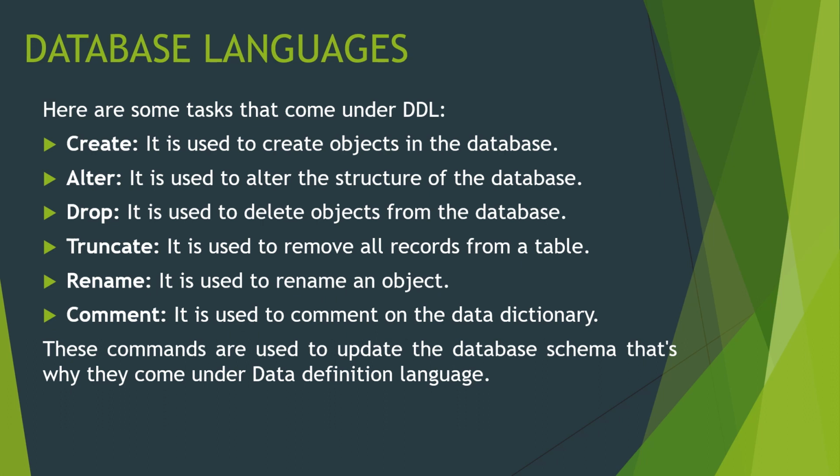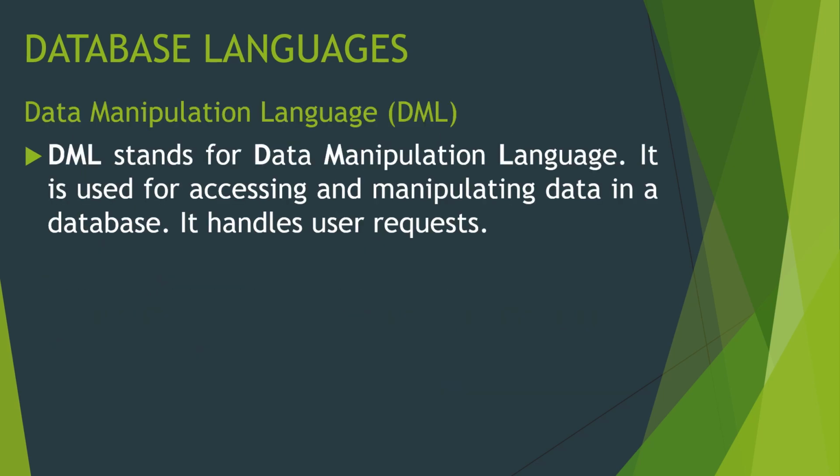So these are the tasks that come under the DDL. First one is create. Create is used to create objects in the database. Alter command is used to alter the structure of the database. Drop is used to delete the objects from the database. Truncate is used to remove all the records from the table. Rename is used to rename an object, and comment is used to comment an object on the data dictionary. These commands are used to update the database schema. That's why they come under the data definition language.